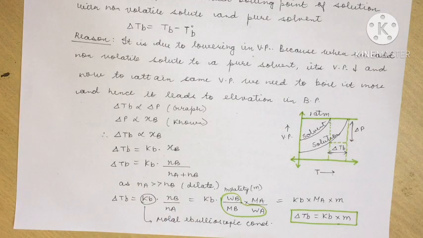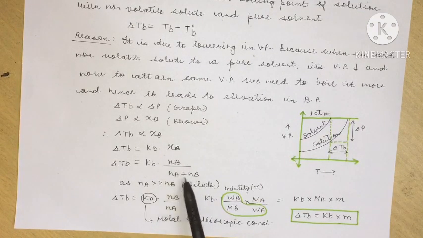Now this is Xb. Instead of Xb, we can write Nb upon Na plus Nb, and we are discussing dilute solutions because we have to see the ideal conditions. In that case, the solute concentration is already very low, so we can ignore Nb in the denominator, and it becomes Nb upon Na. Substituting Nb upon Na with Wb upon Mb and Wa upon Ma, we can get this kind of equation. Further on, if I see this, what is it? It is molality.